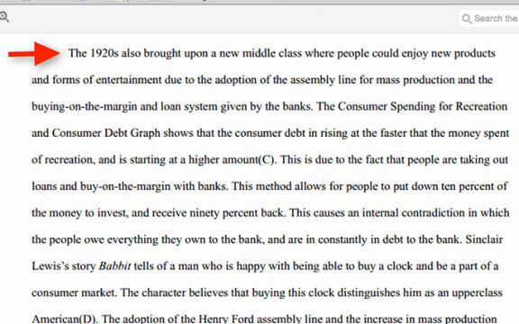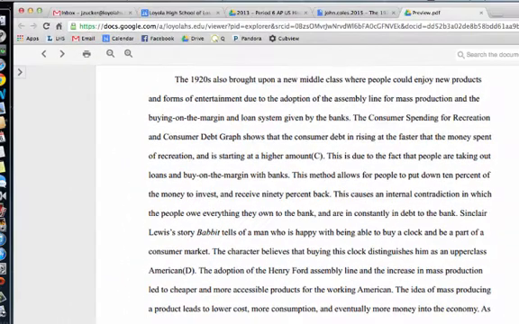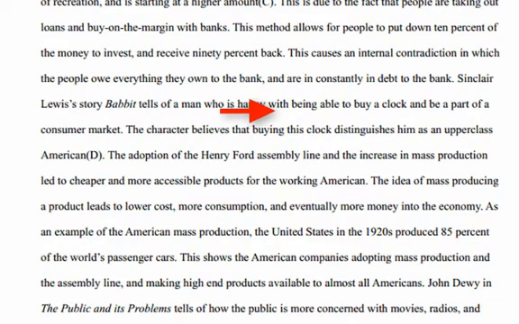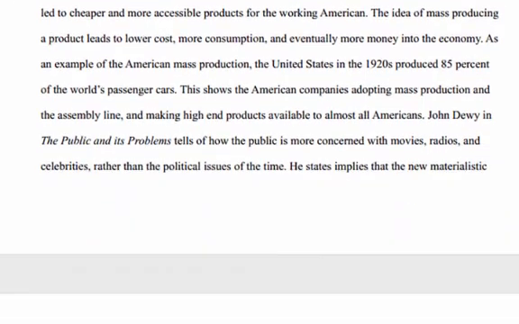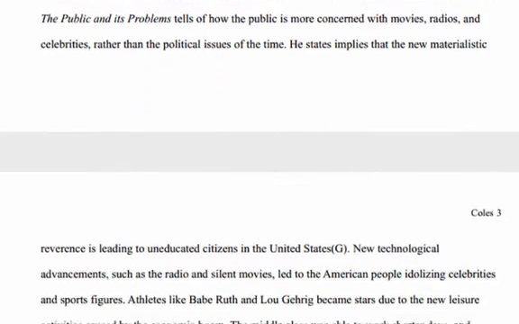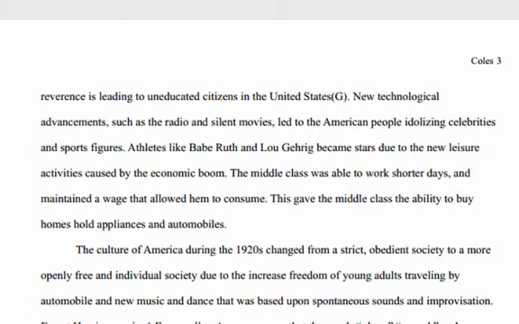However, notice that this second paragraph, again, provides a really specific topic sentence without being too factual. After that, the student goes on to provide numerous different examples to demonstrate this idea of consumerism and the growth of the assembly line. So for example, he has here about how people are taking out loans and buying on the margin with banks. He goes further with the adoption of Henry Ford's assembly line, the increase in mass production, leading to cheaper and more accessible goods for the working American. He goes even further down here to athletes like Babe Ruth and Lou Gehrig, who became stars due to the new leisure activities caused by the economic boom.